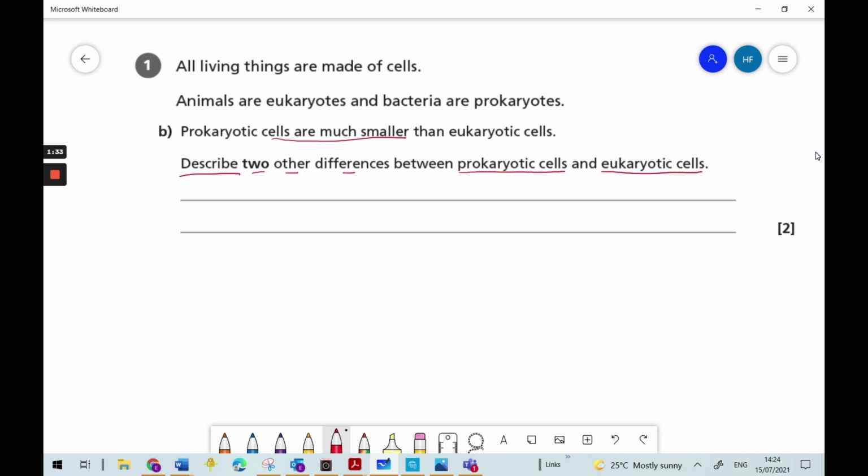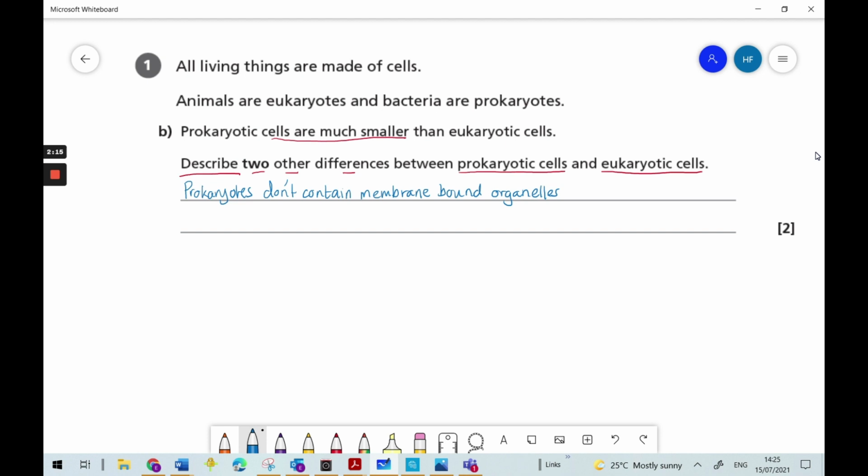The most obvious thing is that prokaryotic cells are much simpler. They don't have membrane-bound organelles such as a nucleus. So let's have a go at writing an answer. And the first part I'm going to write: prokaryotes don't contain... I'm going to use a proper term, so it's membrane-bound organelles.